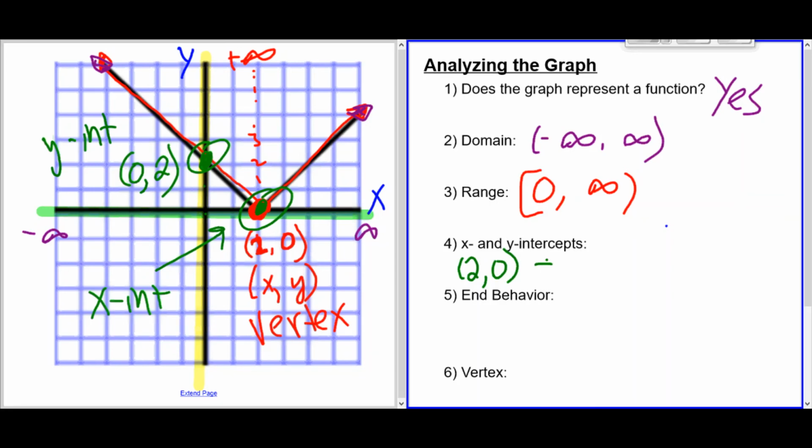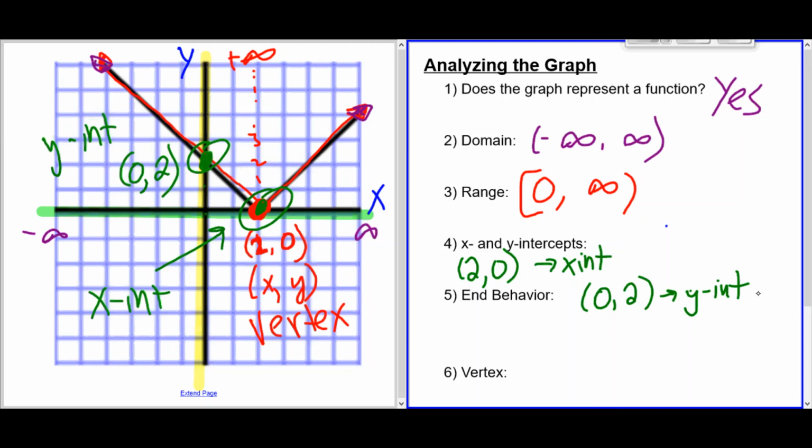So this is my x-intercept, 2, 0, and my y-intercept is 0, 2. It just happens that the x-intercept and y-intercept both have a 2 in them. It won't necessarily always be the case that they have the same value or a similar value. So the x-intercept is 2, 0, the y-intercept is 0, 2.